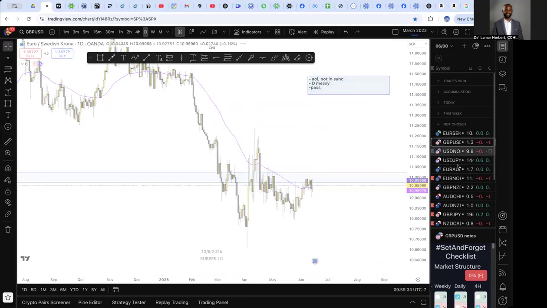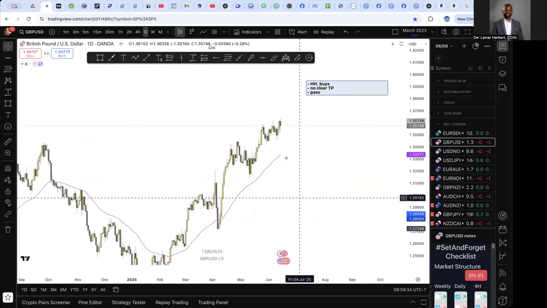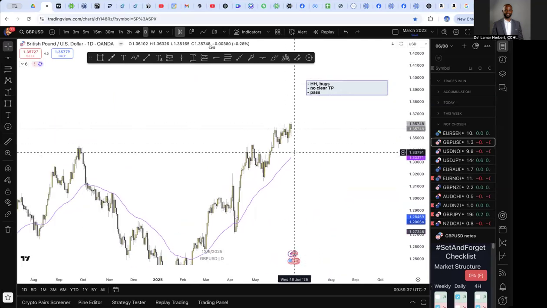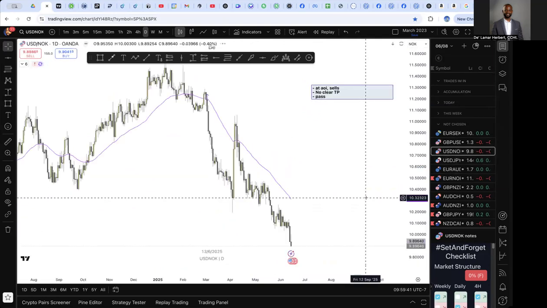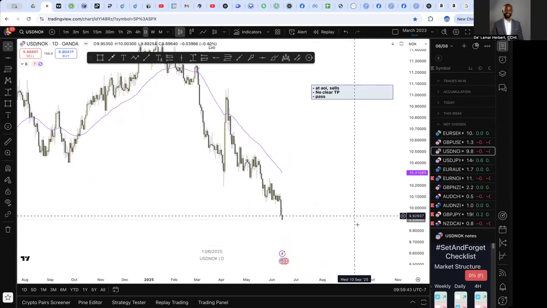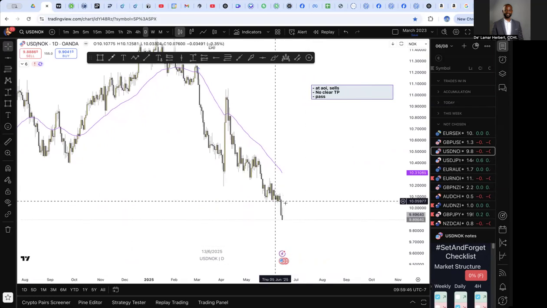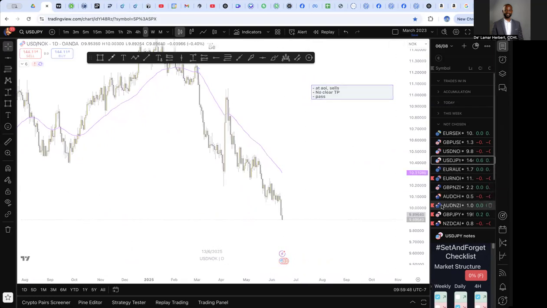So I'll pass on Euro SEK. GBP USD: no clear take profit. Looks like we're at the higher high, but no clear take profit right now for me to jump in. USD NOK, we're at the lower low. No clear take profit, pass for now.